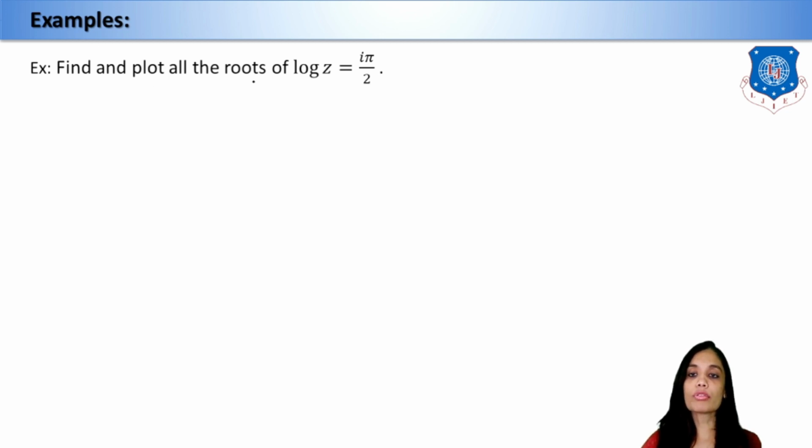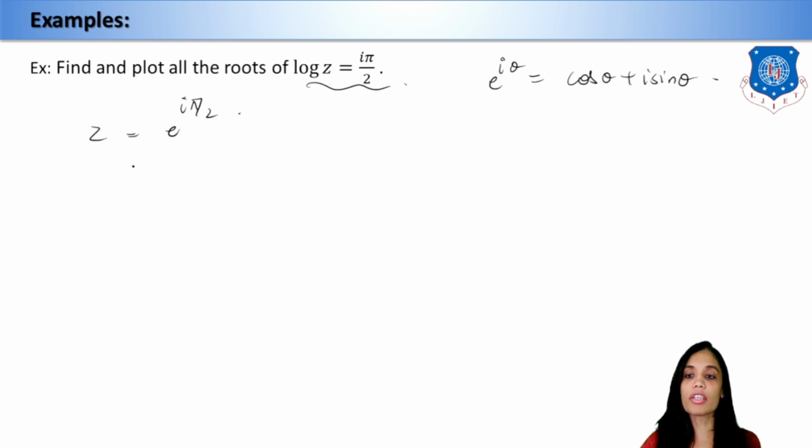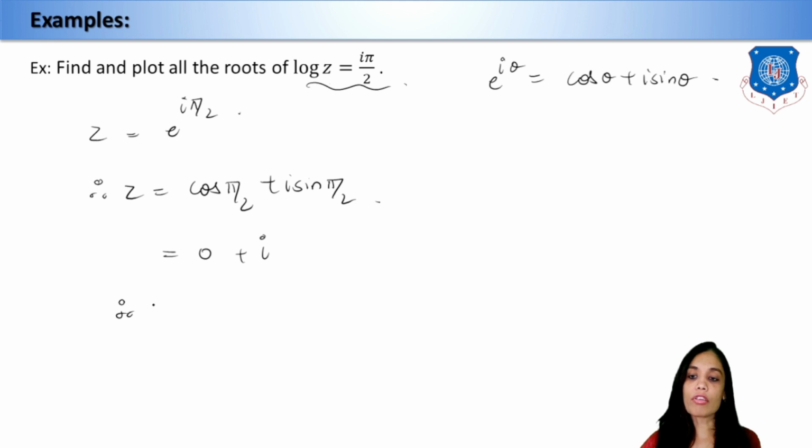Find and plot all the roots of log z is equal to i pi by 2. So we have to first find the roots and then plot in the Argand diagram. So now firstly from this we can say that z is equal to e raised to i pi by 2. Now using Euler's formula, you know e raised to i theta is what? Cos theta plus i sin theta. So modify this accordingly. So therefore your z will be cos pi by 2 because theta is pi by 2, plus i sin pi by 2. Now we know the value of cos pi by 2 is 0, sin pi by 2 is 1. So the final answer of z is what?